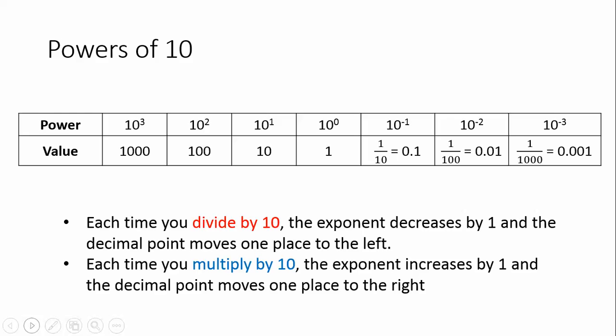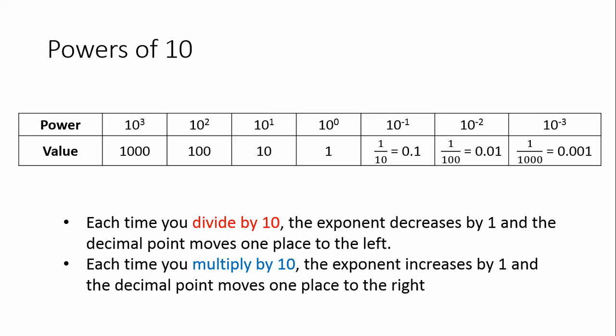So first we want to talk about powers of 10. As we look at the powers of 10, 10 to the third, 10 squared, 10 to the first, 10 to the 0, 10 to the negative first, 10 to the negative second, and 10 to the negative third, you're essentially just dividing by 10 as we move from the left down to the right. If you're moving from right to left, you're essentially multiplying by 10. So each time you divide by 10, the exponent will decrease by 1, and the decimal point will move one place to the left.